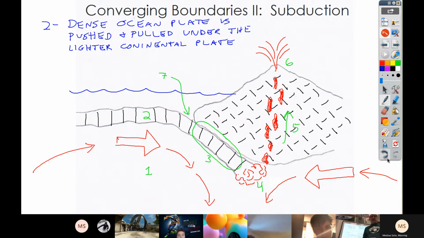Now, number 3 is this whole area that I've circled. And this is where subduction is actually happening. So this is what we call a subduction zone.